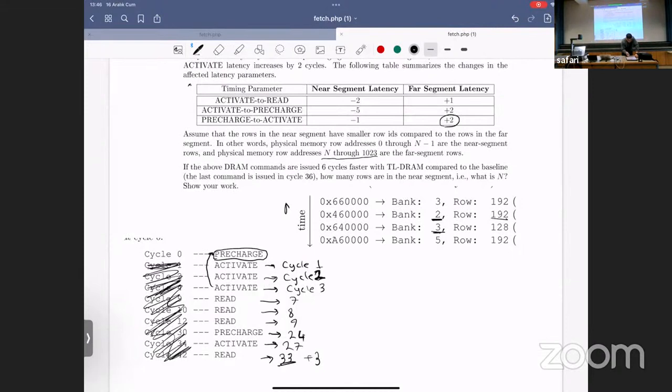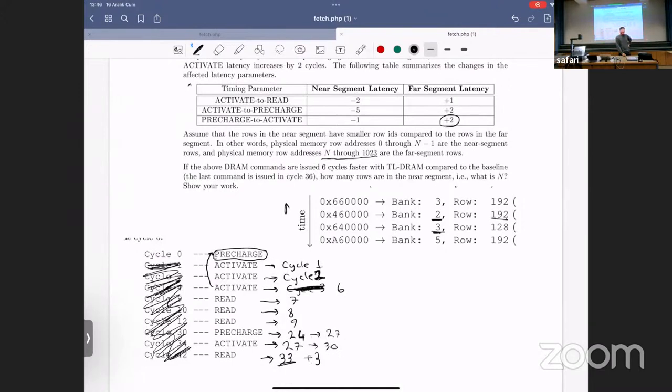And how it happened was, this activate command was not executed at cycle 3 anymore, but it's executed at cycle 6. Because it's executed at cycle 6, this precharge command is also delayed by 3 cycles. This also gets delayed by 3 cycles, and this one gets delayed by 3 more cycles, and we hit the latency target that we had.